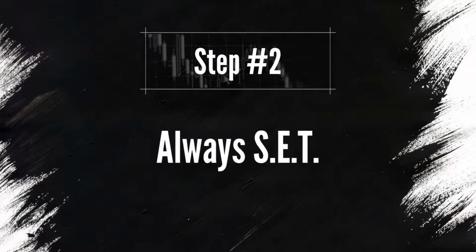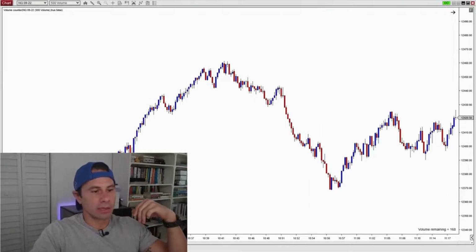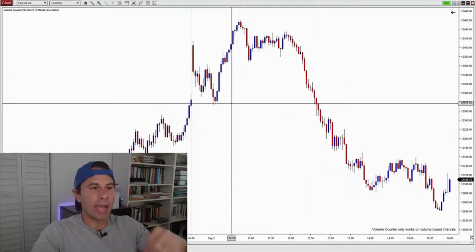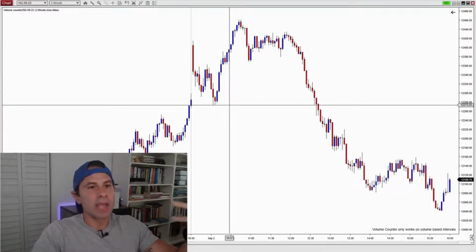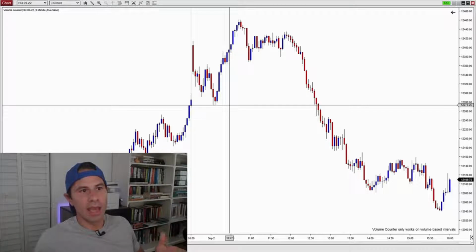Step number 2, always set. What that means is a stop, entry, and a target. I don't want to enter a trade without a stop and a target. Why is that? I have an account size and I have risk management rules. I don't want to risk X amount of money and make half of that X. Why? Because it all comes down to the winning rate that you have. But for now, I want you to understand that you need to have a stop and a target.